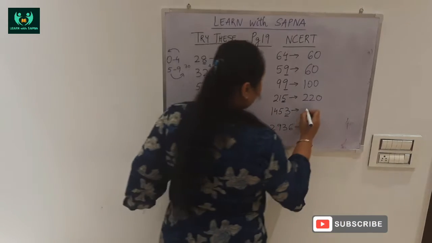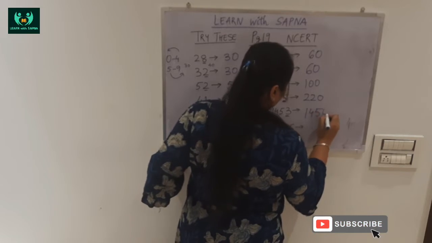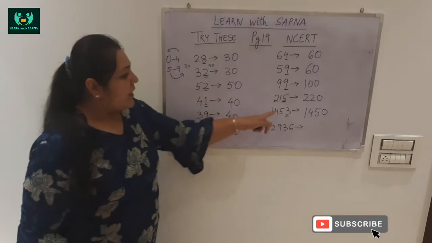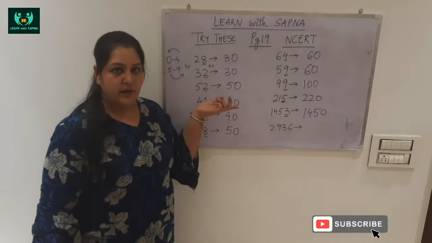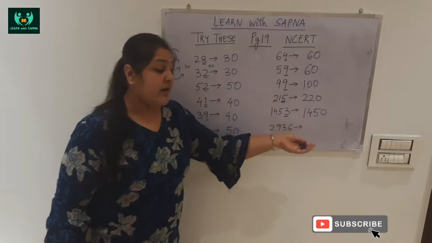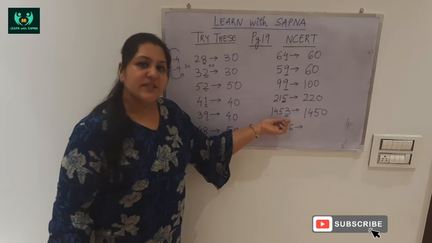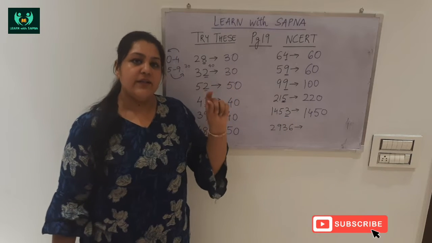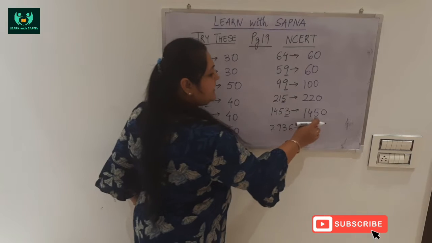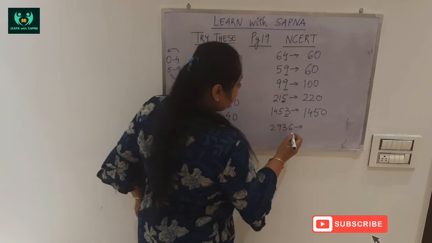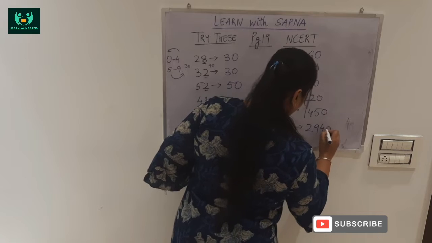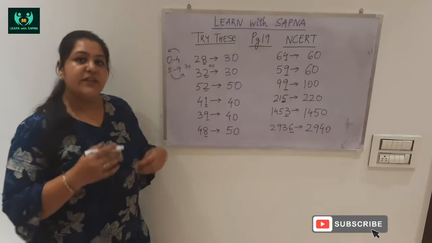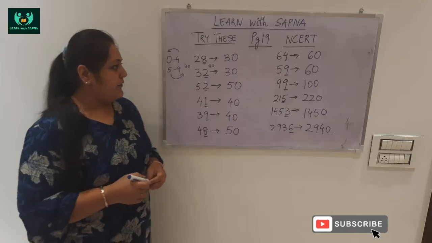3 is in the lower bracket, so 1453 becomes 1450. Now what happens here? We are rounding off to the closer 10. So we will not go to 1400. We will not go to 1500. We are only looking at the ones position. We just have to find the nearest 10. So 1450. Similarly here it is 6, so it will go to 2940. So that is the nearest 10 rounding off.